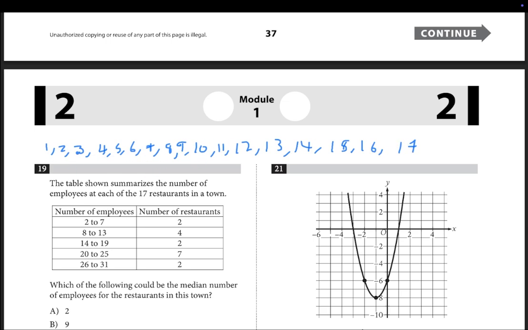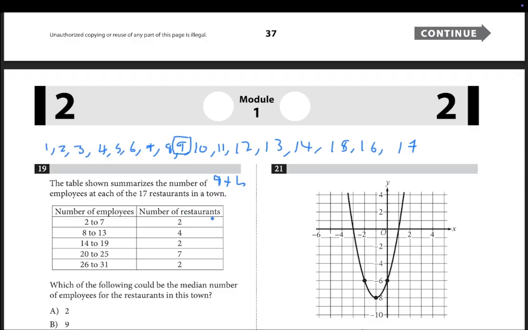So we have 1, 2, 3, 4, 5, 6, 7, 8. I'm just going to do a random estimate and see how many are on this right side. 1, 2, 3, 4, 5, 6, 7, 8. So 9 is going to be our median. So that means the 9th restaurant. So the number of employees in the 9th restaurant is going to be the median number of employees.